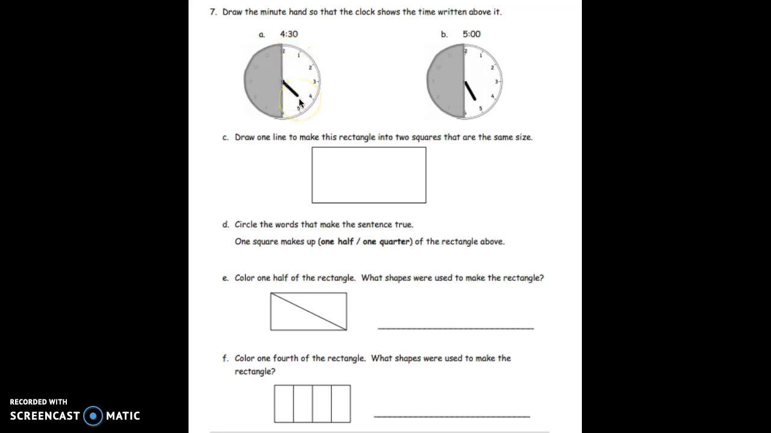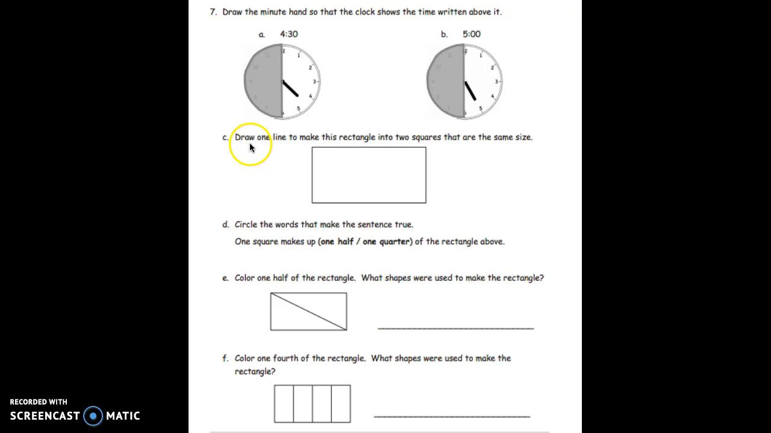So here they drew the hour hand. Now you're going to take your pencil and draw the minute hand to make this clock read 4:30. For letter B, you need to make this clock say 5 o'clock. So they drew the hour hand, so now you need to take your pencil and draw the minute hand to make this clock show 5 o'clock.